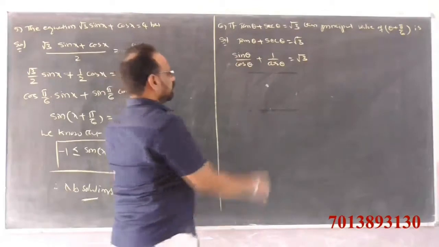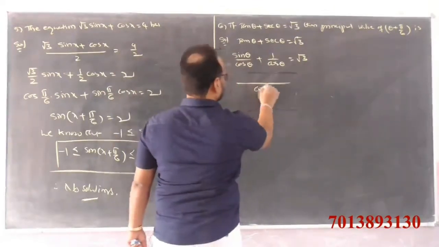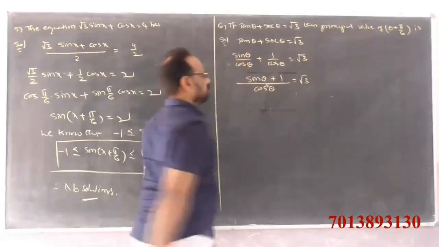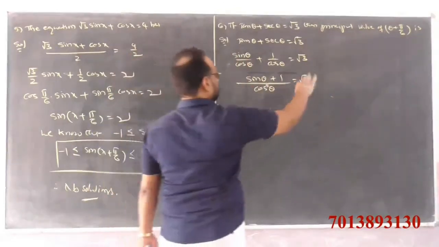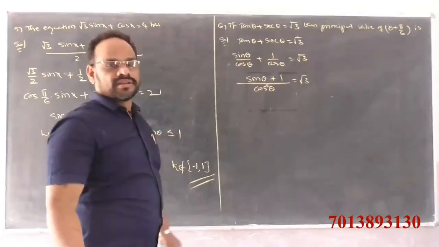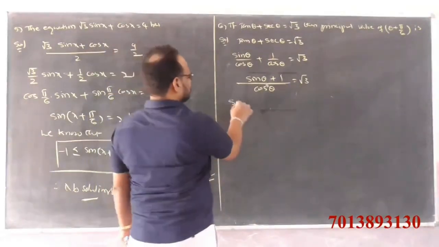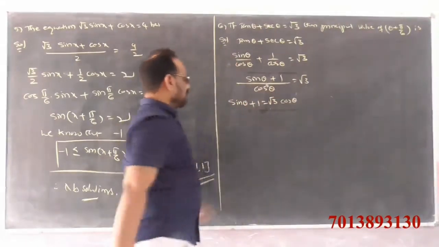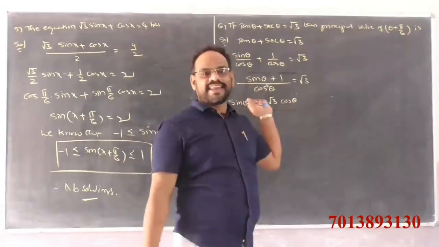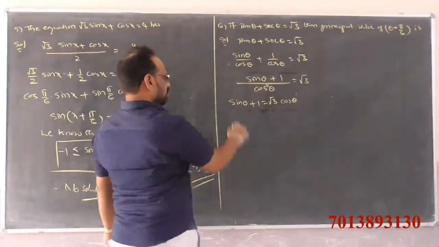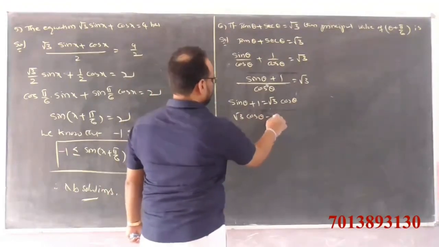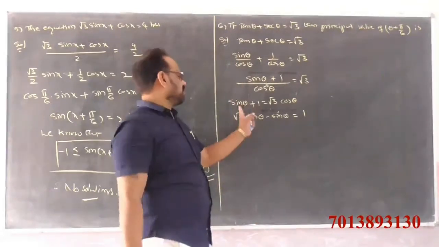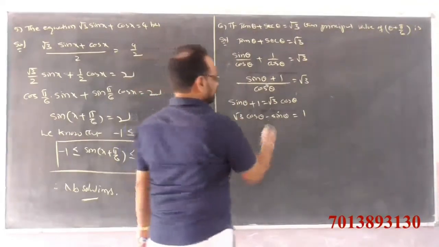If you take the LCM, clearly cos theta is the LCM. In the numerator we get sin theta plus 1 is equal to square root of 3. If you transpose cos theta from the left side, it becomes multiplication. That is sin theta plus 1 is equal to square root of 3 into cos theta. If you transpose sin theta plus 1 to the right side, it becomes negative. That is square root of 3 cos theta minus sin theta is equal to 1. If you transpose only plus sin theta, it becomes minus sin theta.